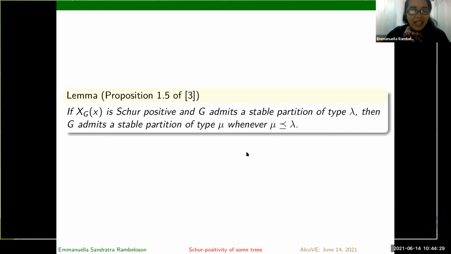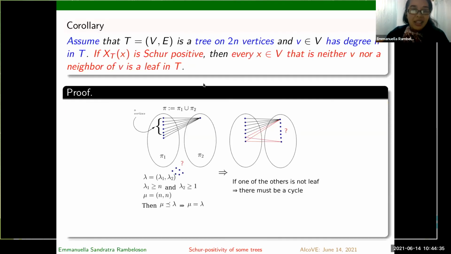As a consequence of this lemma, we have the following result, which says that if we have a tree T on 2n vertices that contains a vertex V of degree n, and in addition we assume that the chromatic symmetric function of T is Schur positive, then if we take x, a vertex of T, such that x is different from V, and also x is different from all neighbors of V, then x must be a leaf in T. All right, let us prove this.